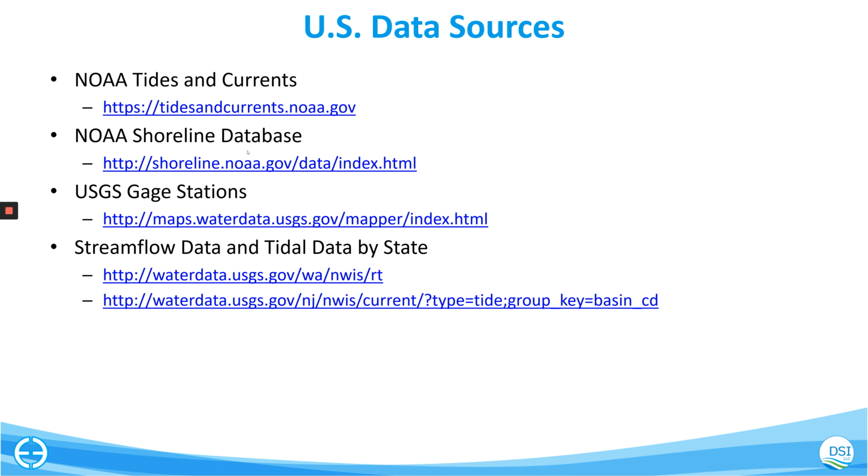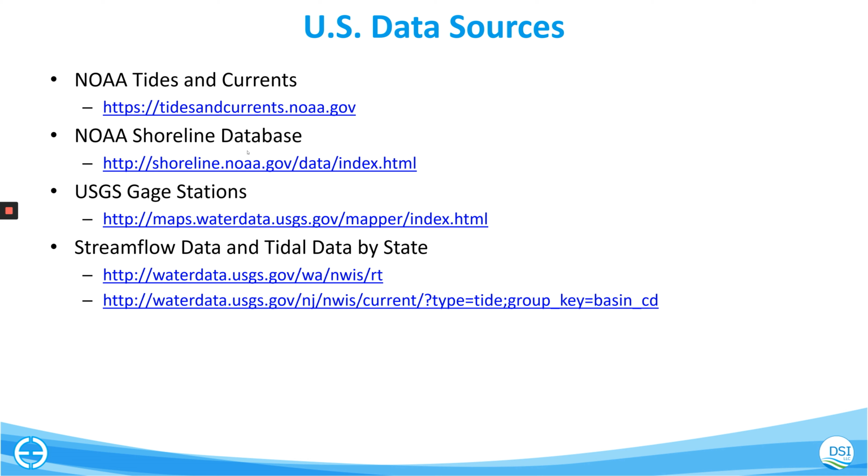Yeah, NOAA tides and currents. This is kind of the central place to get not just time series data of observations, but also harmonic constituent data for a particular station. The NOAA shoreline database, USGS gauges, these are a favorite for any kind of model that we're putting together in the United States. USGS data is really easy to access, not just through their online web portal, but they also have great API features as well, so you can script your retrieval of data very easily.